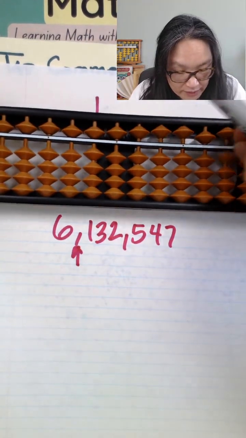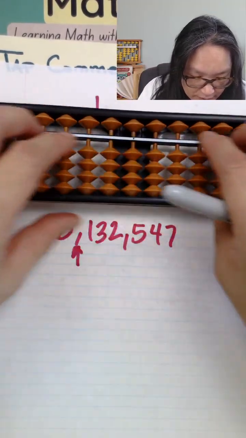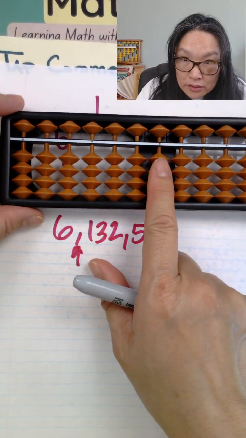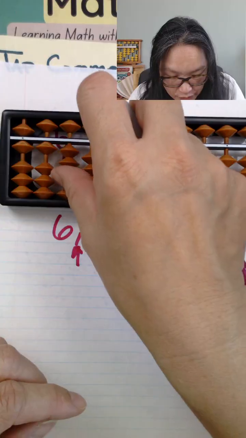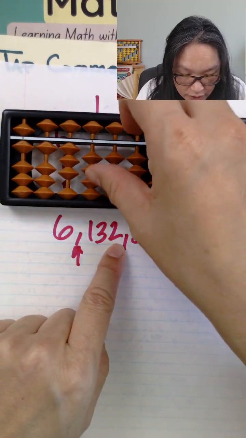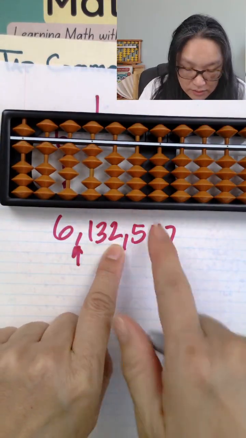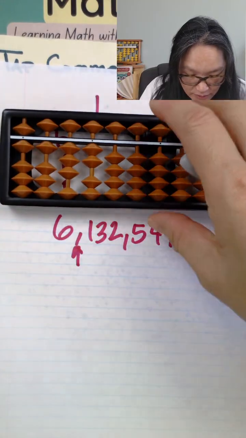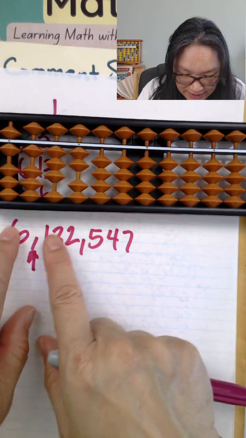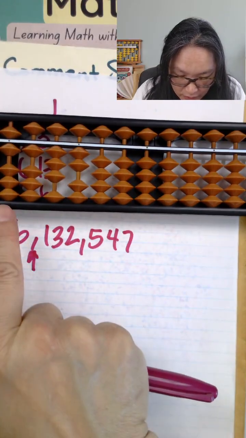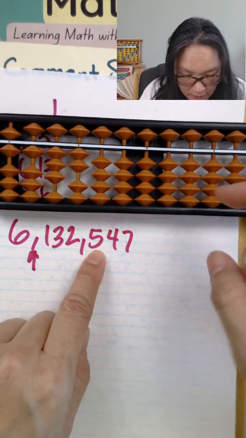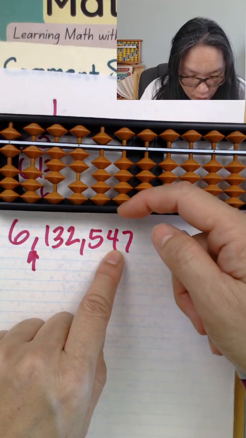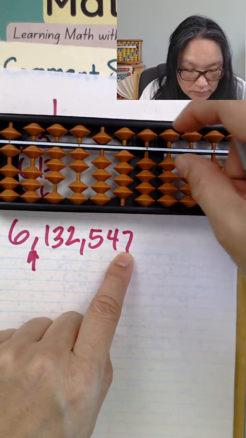So when we do 1 million, let's see if I can do 1 million on this. I'm going to start in the middle. So we do 1 million. We do 6, we do 1, we do 3, we do 2. Notice the 2 is in the thousands. Let me see if I can line it up with our numbers. So we have 6,132,547.